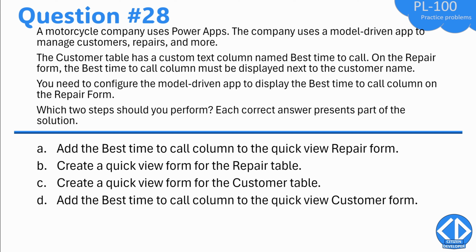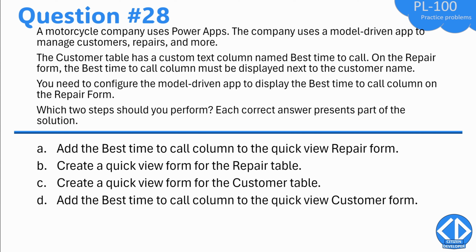On the repair form, so now we're on the repair table, we want the Best Time to Call column of the customer table to be displayed next to the customer name. You need to configure the model-driven app to display the Best Time to Call column on the repair form. Which 2 steps should you perform?